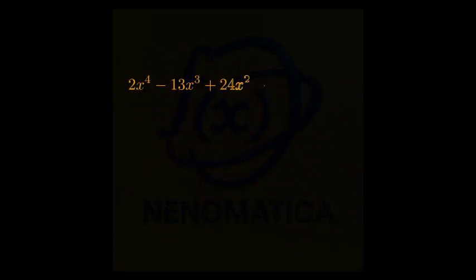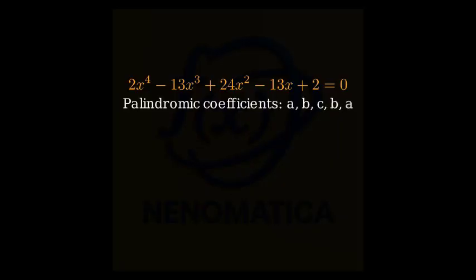Our equation is 2x to the fourth minus 13x cubed plus 24x squared minus 13x plus 2 equals 0. Notice the coefficients are symmetric. 2, negative 13, 24, negative 13, 2. This symmetry suggests pairing x terms with reciprocal terms. Step 1.